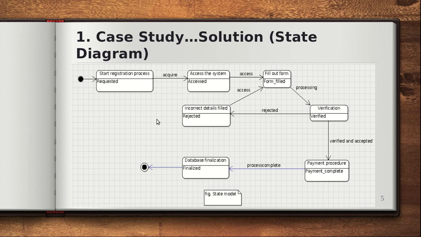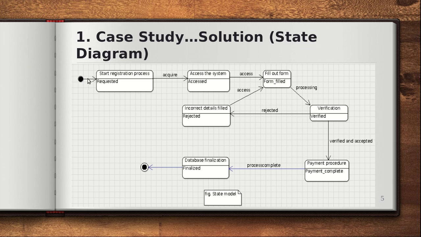So here is the solution, or the state diagram, of the above case study. You can see the state diagram implements the real world model as well as object oriented systems, or you can say that it records the dynamic behavior of the system. Each state depicts some useful information about the object, and the main purpose is to depict each state of an individual object.